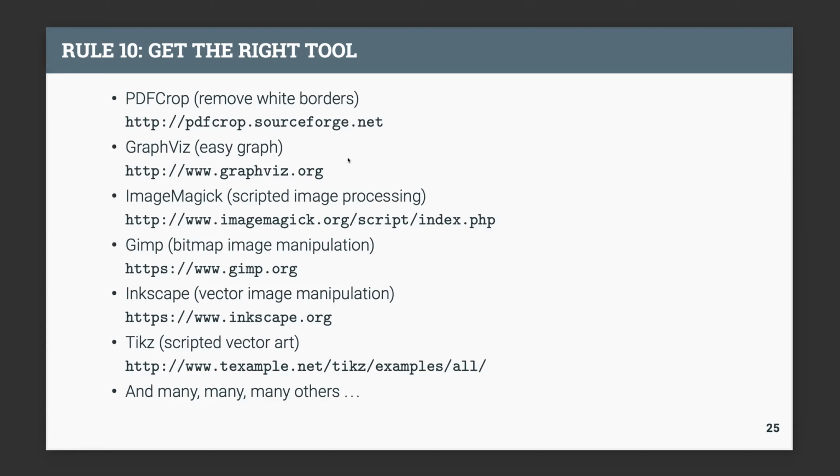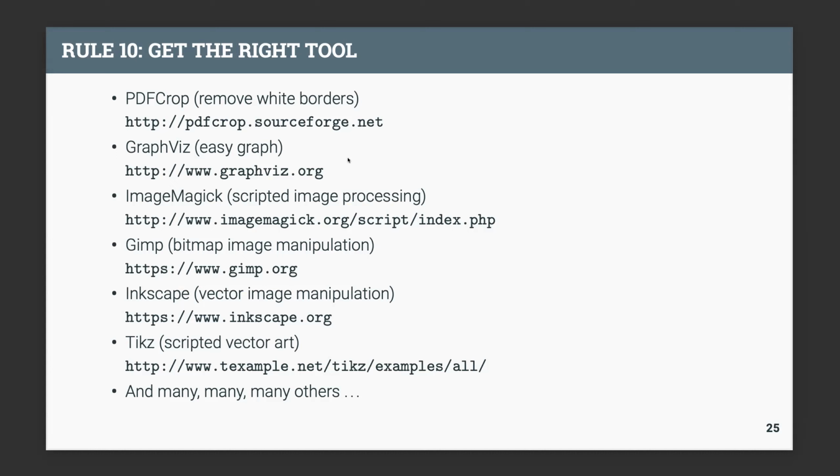called PDF crop. Let's say you make a figure and you have this white area around it and you want to get rid of it. Well, you have PDF crop. Its only goal in life is to remove the white border on your figure. So if you insert your figure in an article, it will really take the full area to display your figure.